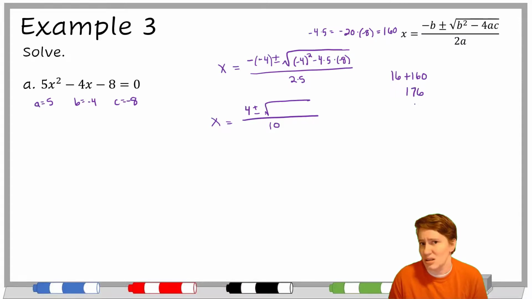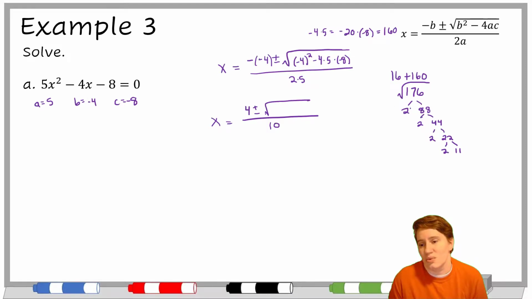Now, I don't think that has a square root. I could check on my calculator, and I'm pretty sure I get a decimal. But let's simplify this and see what we can get for a simplified square root. So 2 goes into 176 88 times. 2 goes into 88 44 times. 2 goes into 44 22 times. And 2 goes into 22 11 times.